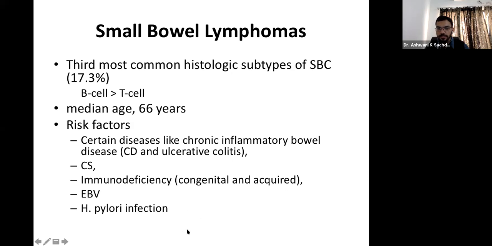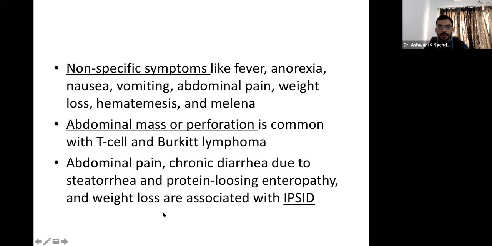pylori, Campylobacter jejuni infection. They usually have non-specific symptoms of lymphoma like fever, anorexia, nausea, vomiting, abdominal pain, weight loss, hematemesis, and melena. Abdominal mass or perforation is more common with Burkitt lymphoma and T-cell lymphoma. Abdominal pain, chronic diarrhea due to steatorrhea, protein losing enteropathy, and weight loss are more commonly associated with IPSID.